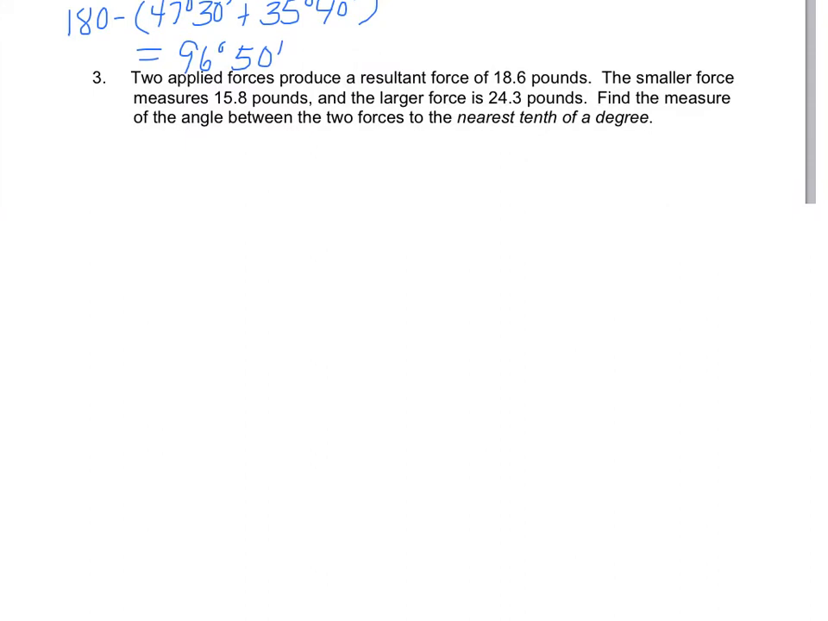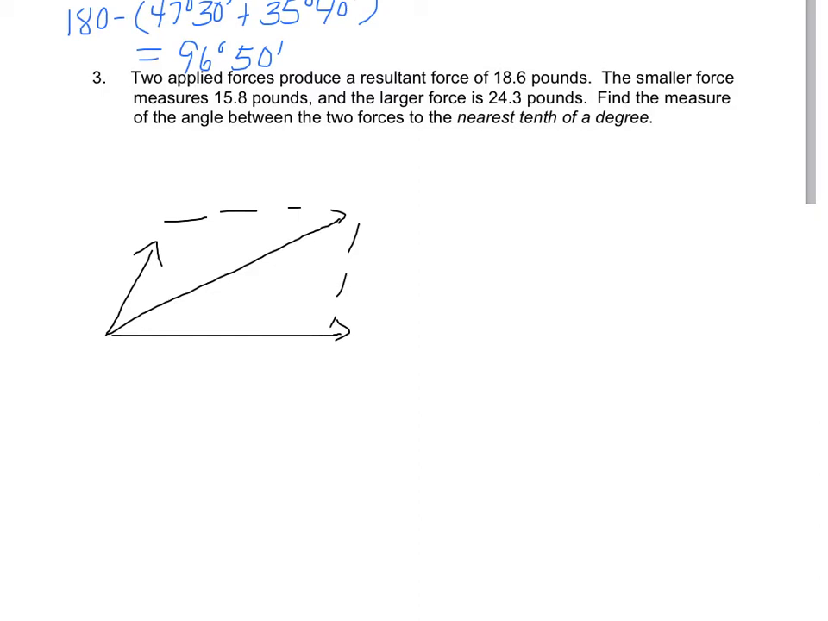Two applied forces produce a resultant force of 18.6 pounds. The smaller force is 15.8 pounds and the larger force is 24.3 pounds. Find the measure of the angle between the two forces to the nearest tenth of a degree. Okay, let's draw our forces. We have our large force and our smaller force and our resultant, which goes beyond both. Hence, we have a parallelogram.